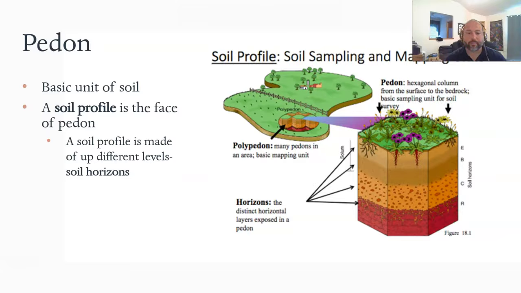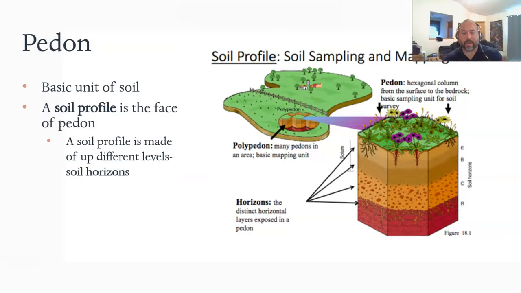And a polypedon is what we would use when we put together a soil map; that would be your basic mapping unit. When we come up with a soil profile, or we've looked at soil profiles, what we're really just looking at is one face of a pedon, whether it's here or here or here. We're just going to look at the changes in the soil within that one face.